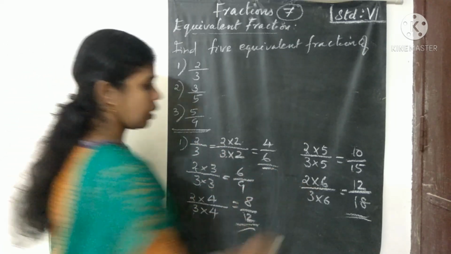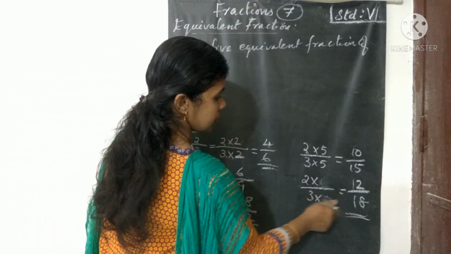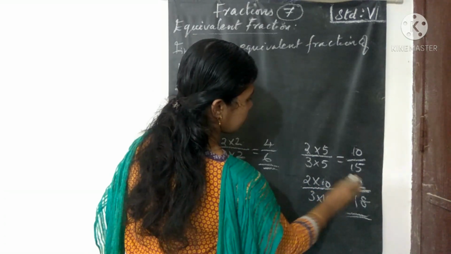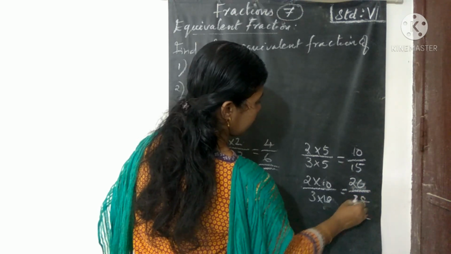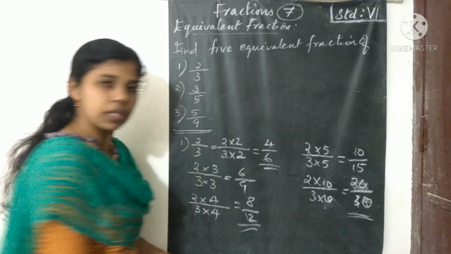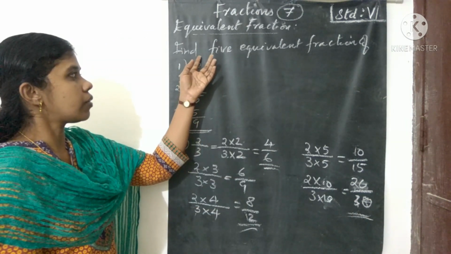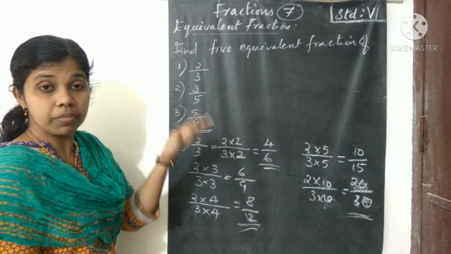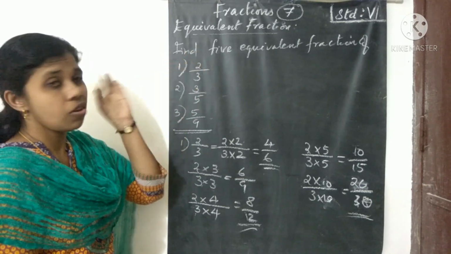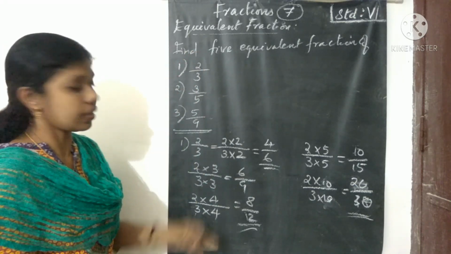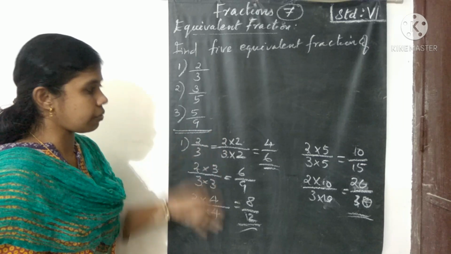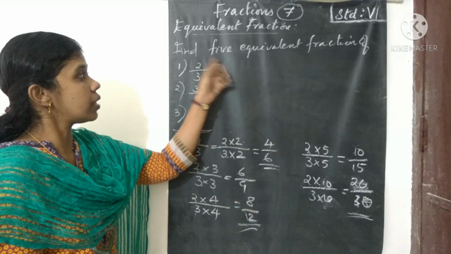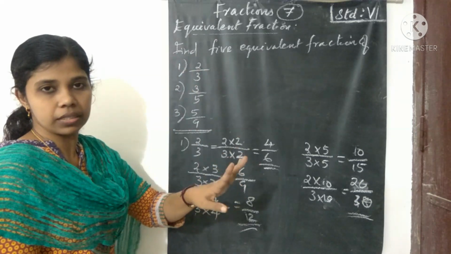Multiplied with 10 here, not with 6 or 7 or 8. Multiplied with 10, we got 20 by 30. You can multiply with any number here. Here our question is to find 5 equivalent fractions only. Sometimes the question comes as find the first 5 equivalent fractions. That time, multiply with 2, 3, 4, 5, 6.